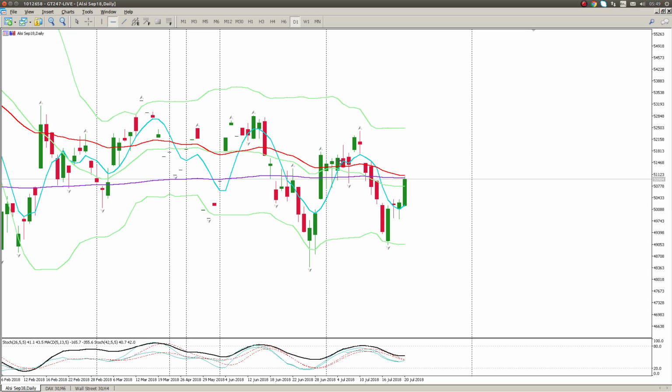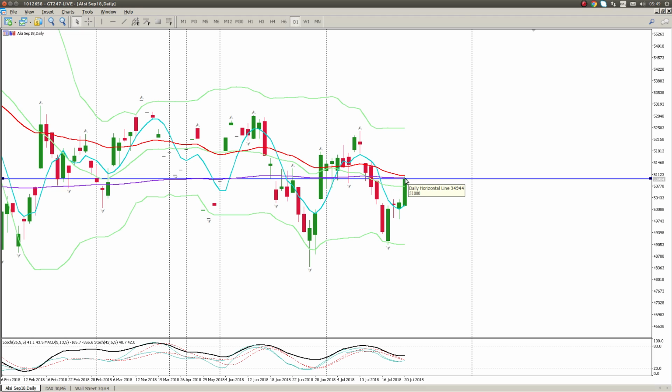Now, there's one thing that I'm looking at. We broke the 200 moving average and we have not tested it. This could be a test of the 200 moving average break. You can see when we break it, we come back to test the break, and we move away. We've broken it, we've come back to test it.